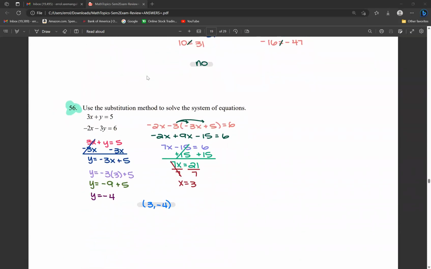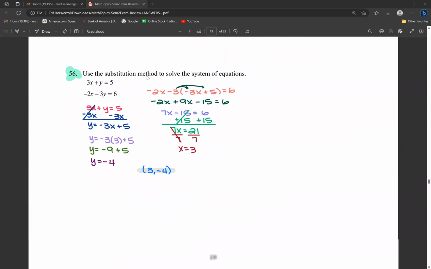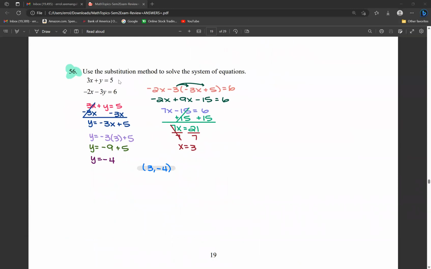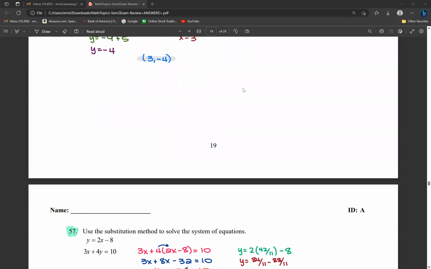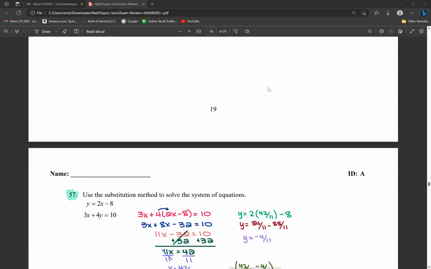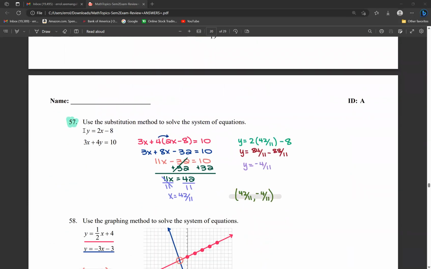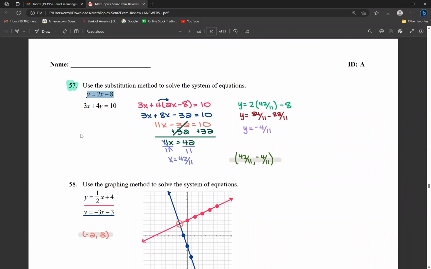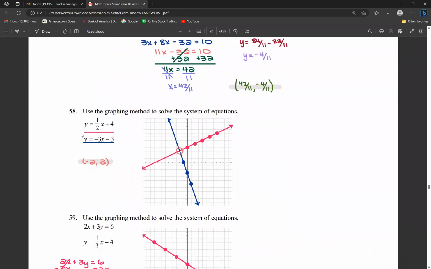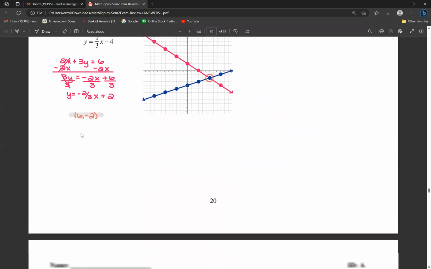Use the substitution method to solve this system of equations. You just solve one equation for one variable and plug it into the other one. Okay. 56, substitution. 56, 57, same thing. See, this one's already y, so that's equation one. So plug equation one into equation two. Substitution. No graphing. Okay. Skip those ones.